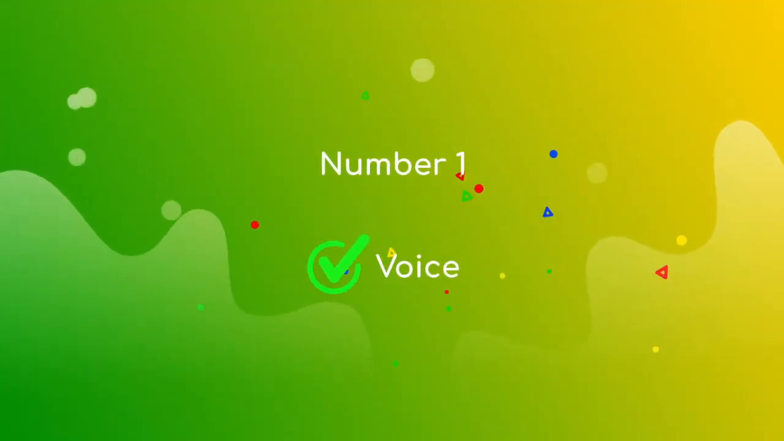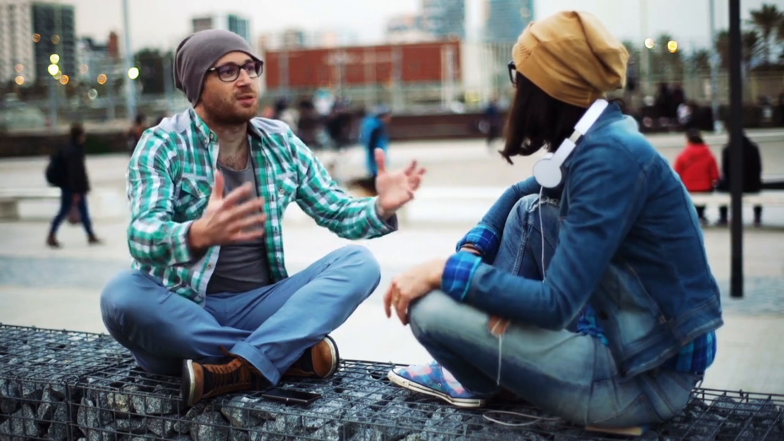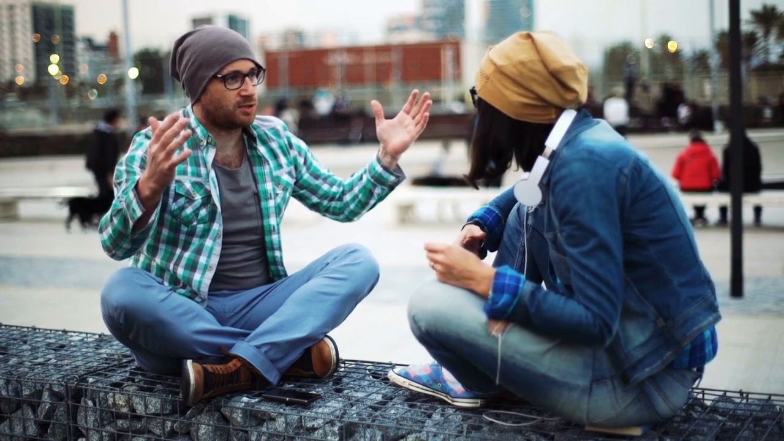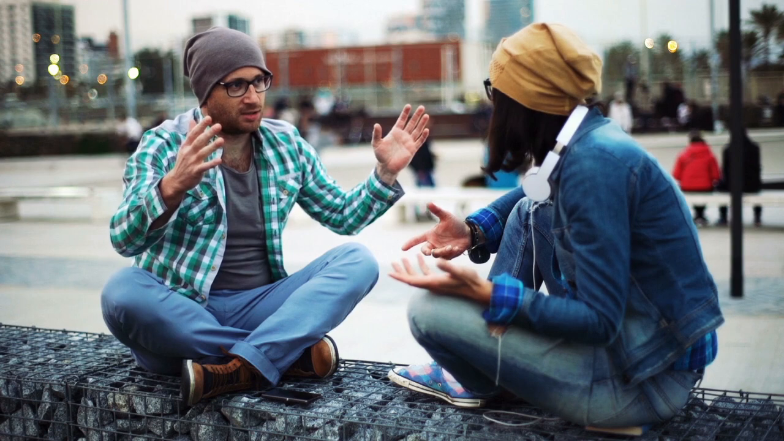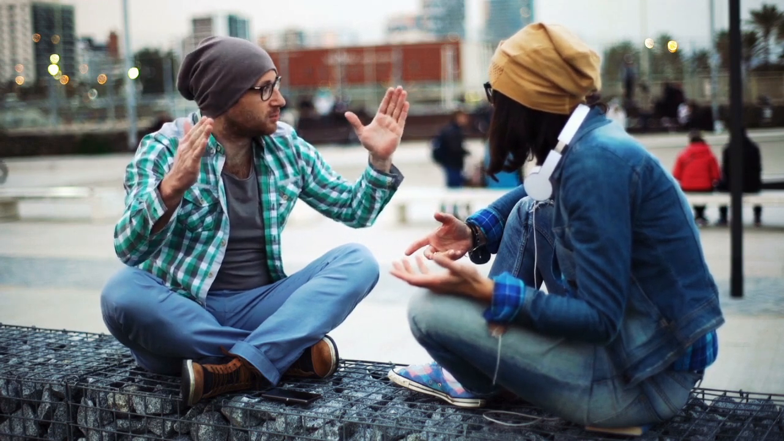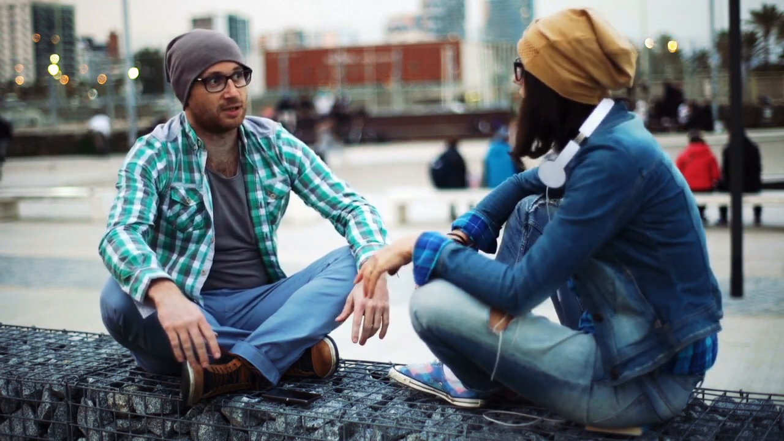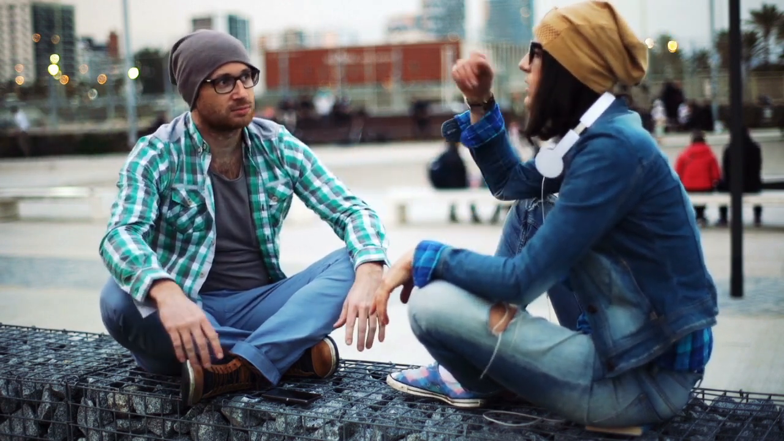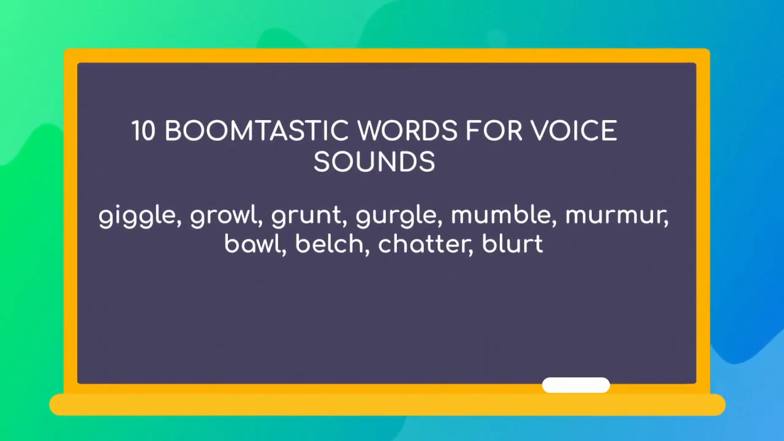Number 1. Voice. Most writing has some sort of speech. Using onomatopoeia for voice helps the reader understand the tone of the communication and the intent of the characters. For example, if a character yells something, they obviously don't mind if others hear it, but if they whisper, they probably don't want that information to get out. The top 10 boomtastic onomatopoeia words to describe voice are right here, but I'm sure you know many more. Make sure to include them in your writing.